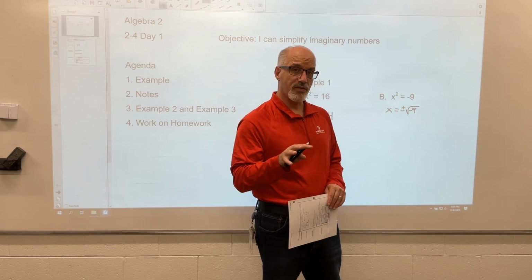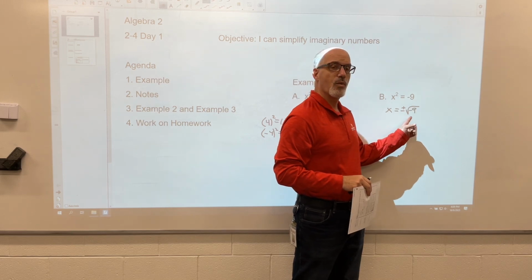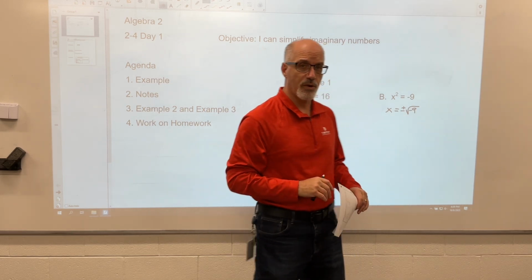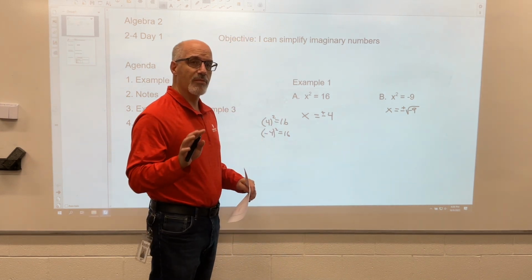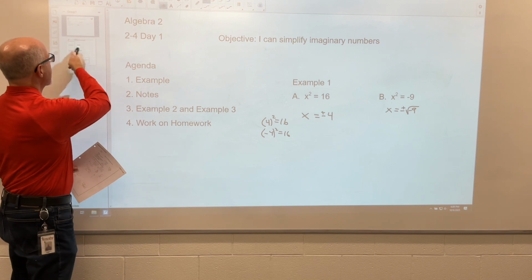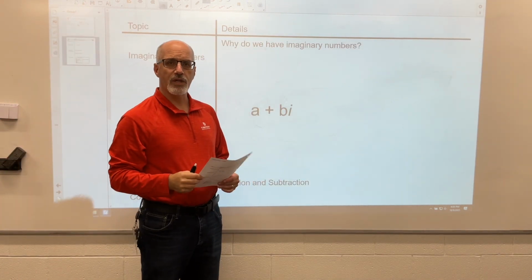The motivation for this is, if we have a negative number underneath the square root, we want to introduce a new numbering system that will help us do those problems. And it's called complex numbers. So let's go ahead and take some notes. If you take out your note sheet, fill this in as we go.